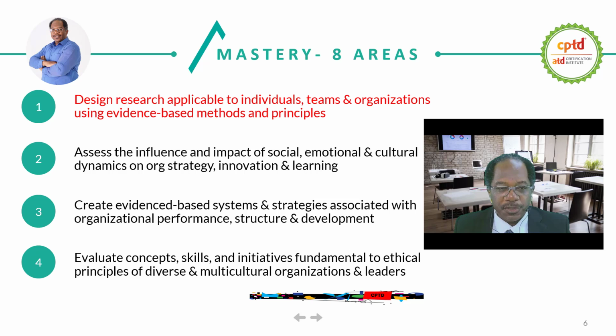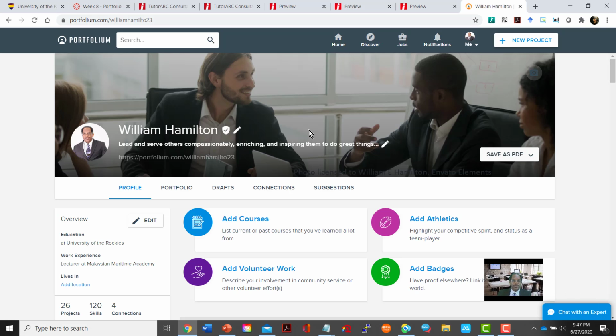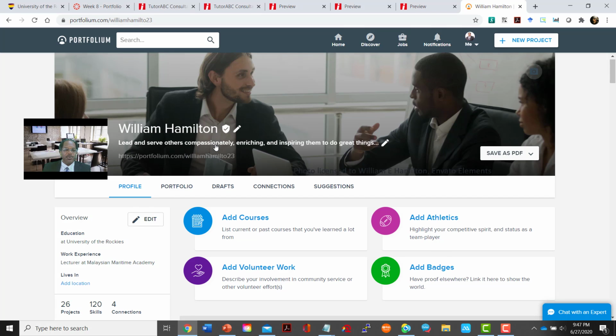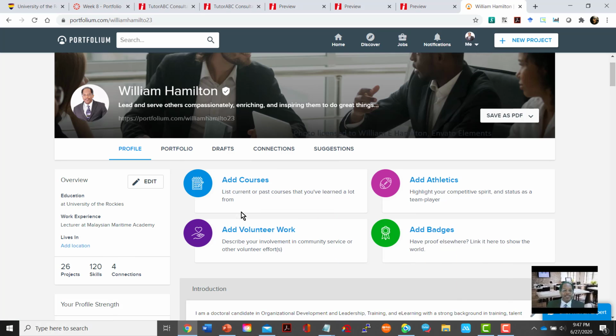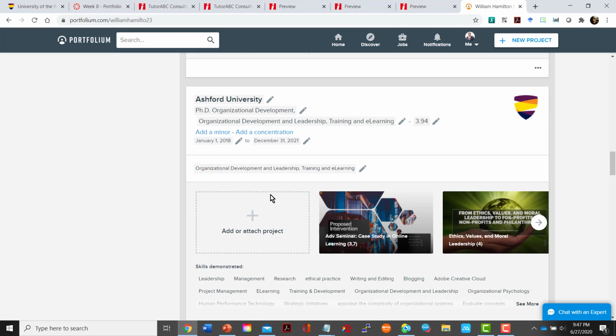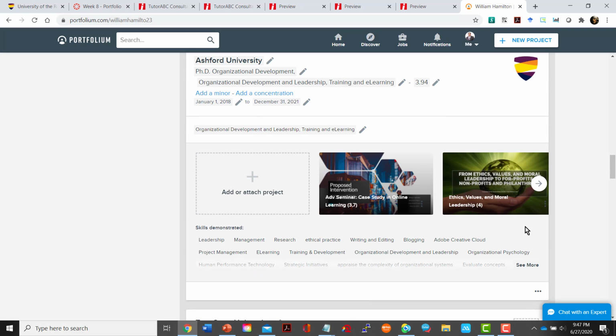Okay, so the first mastery area. Under this particular learning outcome, I have actually three projects to show. As you can see on my Portfolium page here, my tagline is lead and serve others compassionately, enriching and inspiring them to do great things. I have 26 projects here, 13 of which are under the Ashford University area.